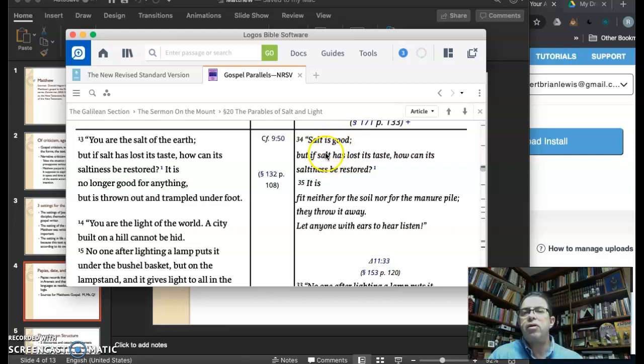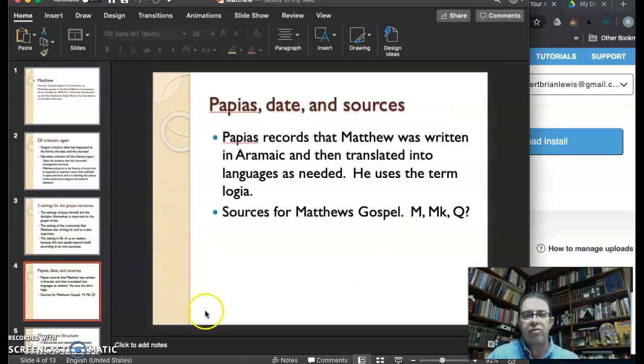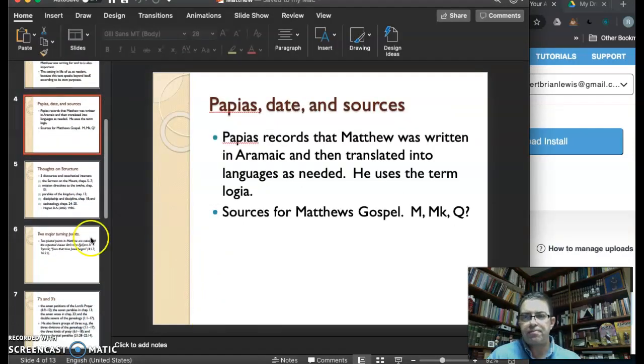You are the salt of the earth. Salt is good. If the salt lost its taste, how can its saltiness be restored? This little phrase is a piece that Matthew and Luke have in common that doesn't appear in Mark. Scholars will regularly attribute the dependence of Matthew and Luke on this other source as Q. Somehow or other, Matthew has access to this, as does Luke.